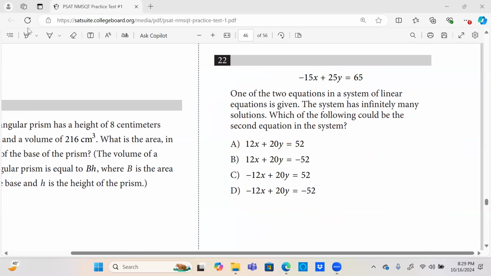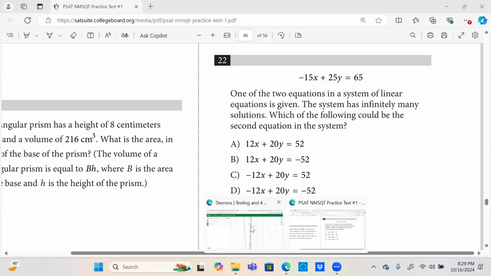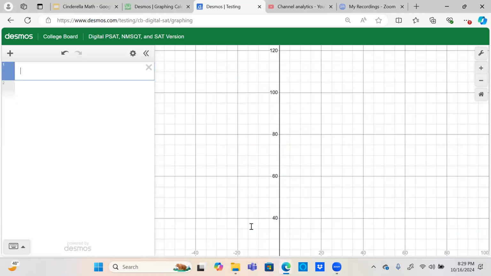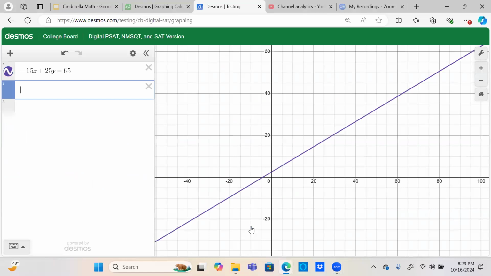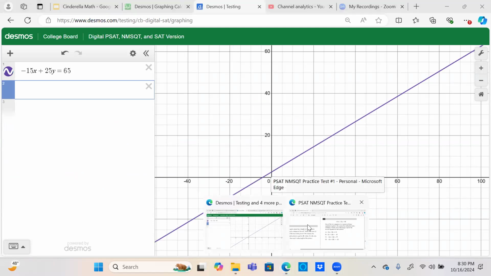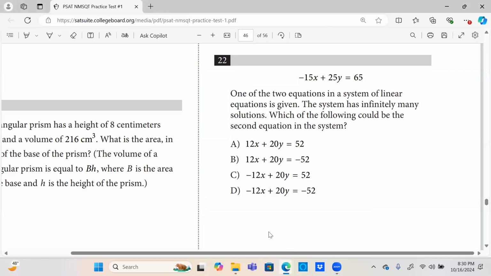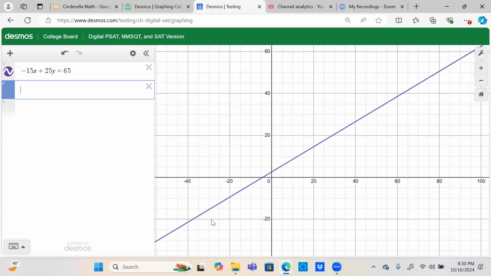But I think it would be easier to take this over to Desmos and type in the original, negative 15, 25, 60. Okay, so the original given was negative 15x plus 25y equals 65. There it is. And then start typing the choices until you find the one that lands right on top of it. Okay, so A, 12, 20, 52. So we already know A is wrong, but let's see that it's wrong. So here's A. See, that didn't land on top of it, so that's wrong.